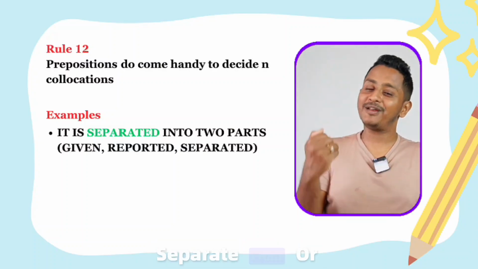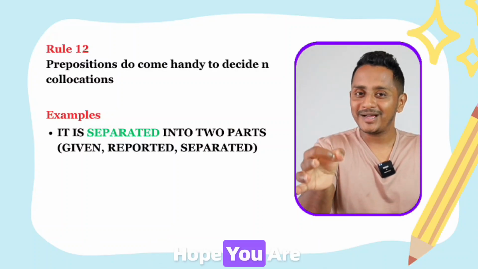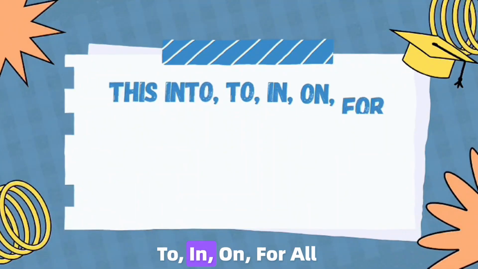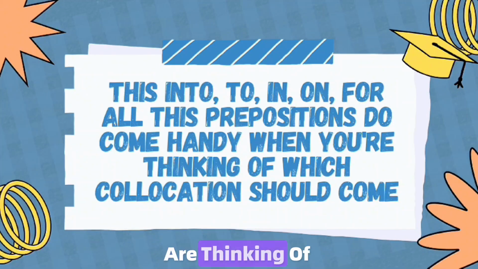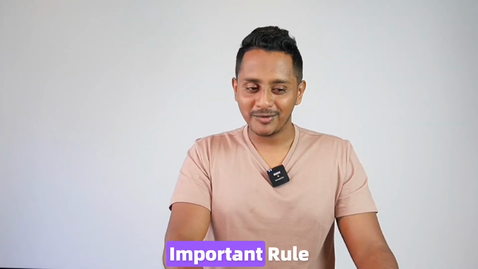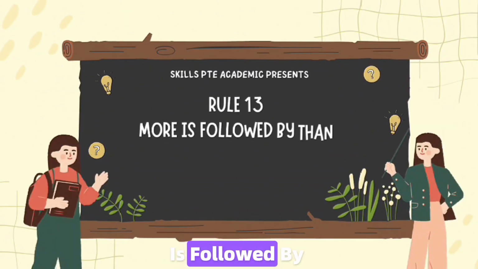To is wrong. Separate from or separate into. Hope you are getting it. This into, to, in, on, for. All these prepositions do come in handy when we are thinking of which collocation should come. Remember this very, very important rule. The 13th one: the word more is followed by than.